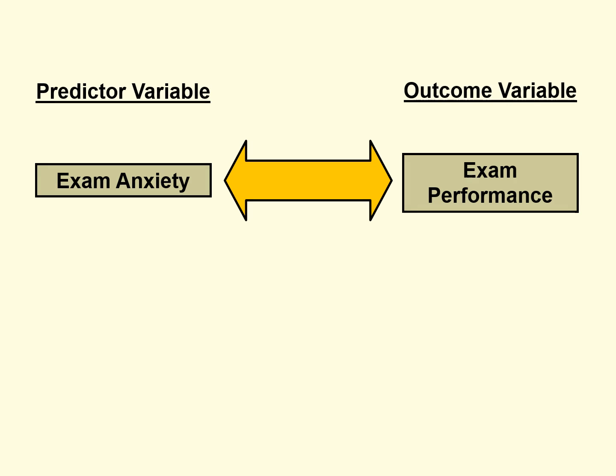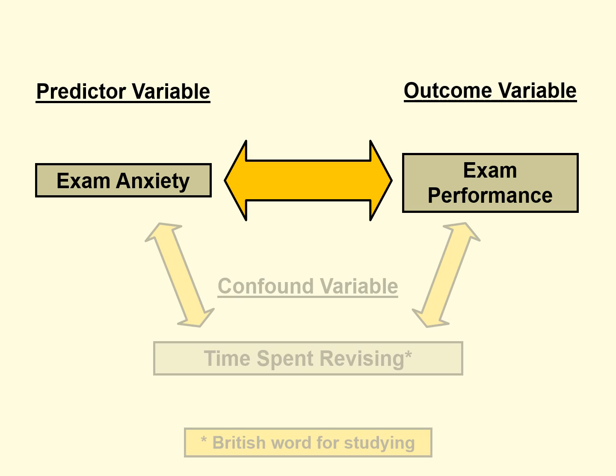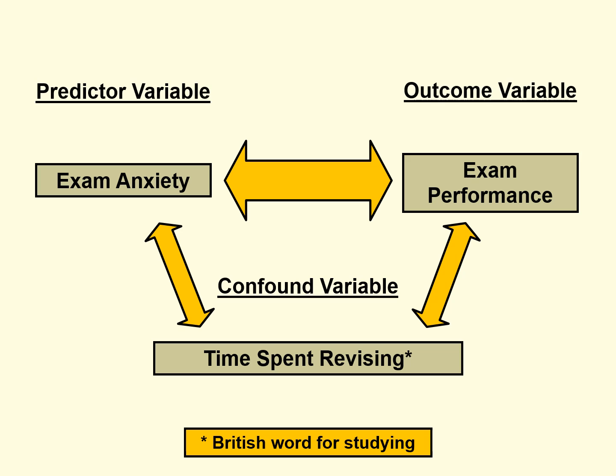So if we wanted to represent this pictographically, we'd have a predictor and outcome variable like so, and we're looking at the relationship between the two. And it might occur to us that there are some potential confounding variables out there, some variables that might influence in some way the relationship between the predictor and the outcome variable. One potential confound would be time spent revising. Now, revising is just a British word for studying, and the Field textbook is British, or Field himself is English, so I guess that's where that word comes from.